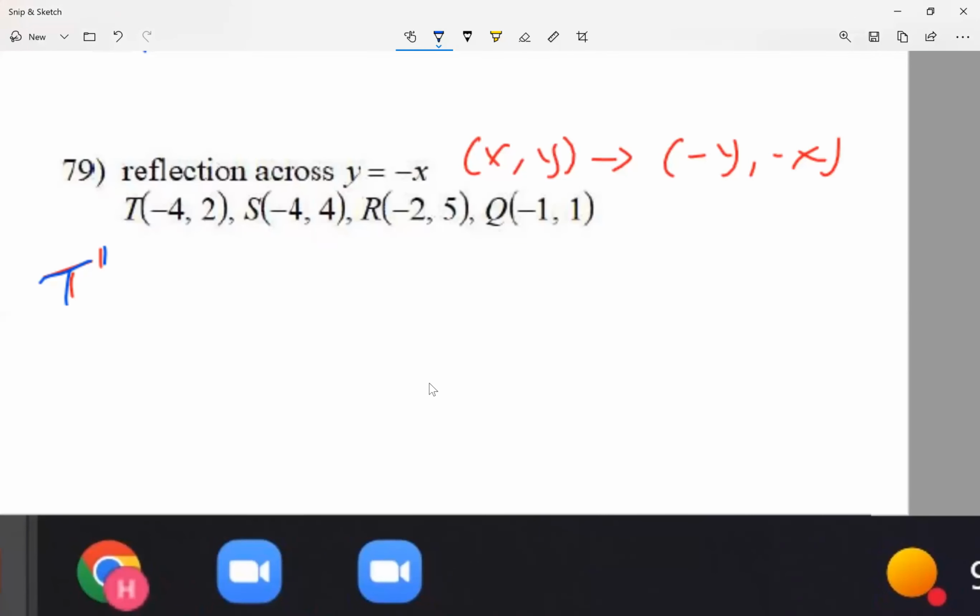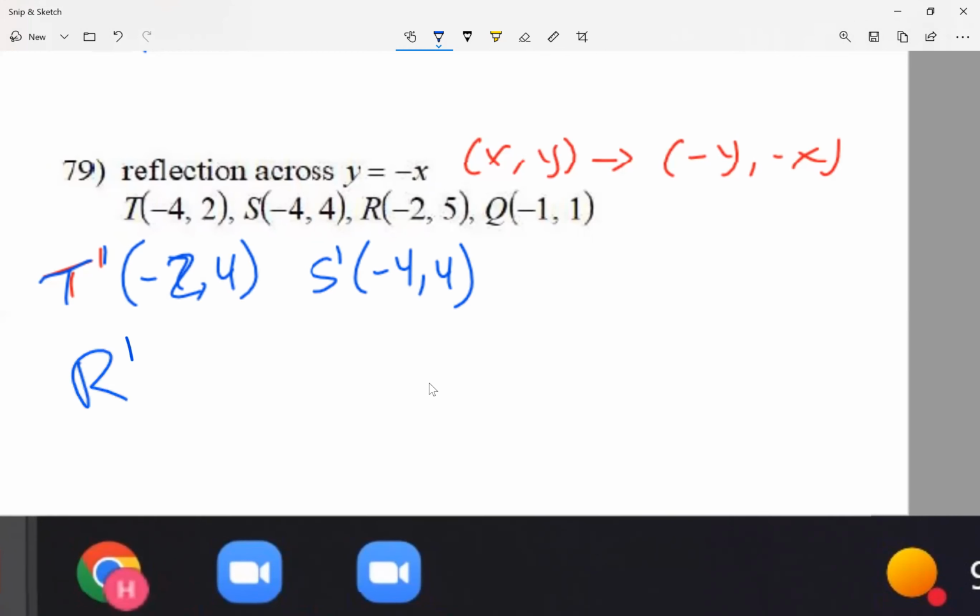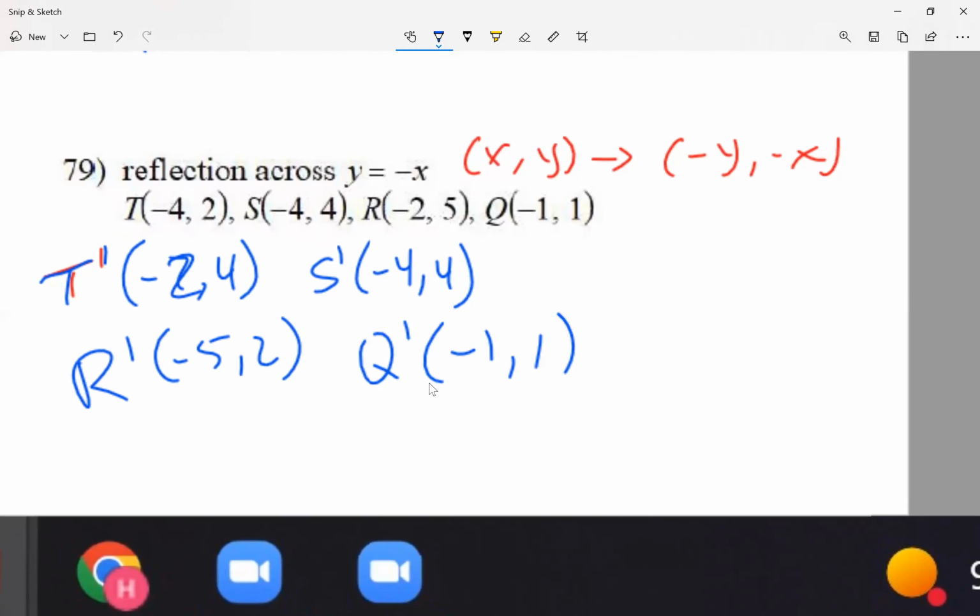S prime will be -4, +4. R prime should be -5, +2. And Q prime will become -1, +1. Let me zoom out. There you go.